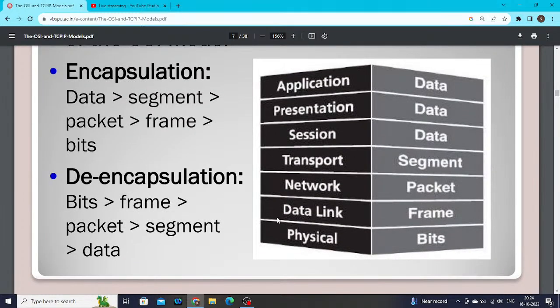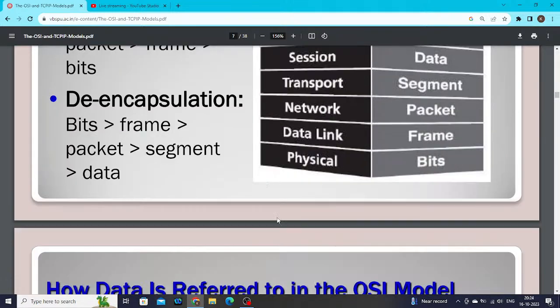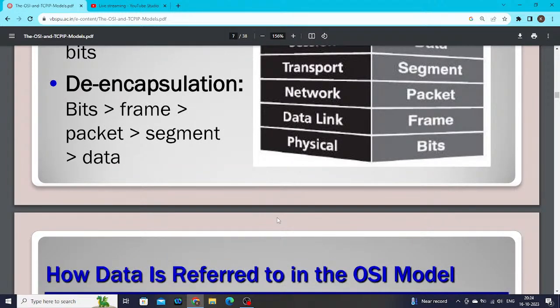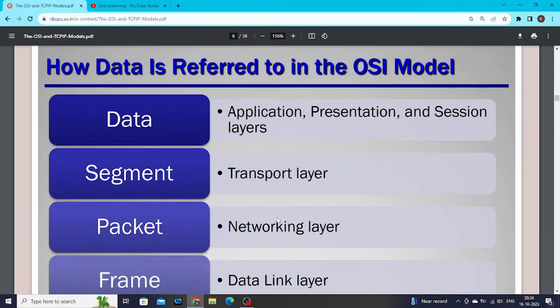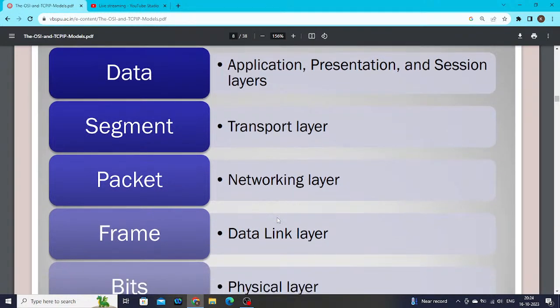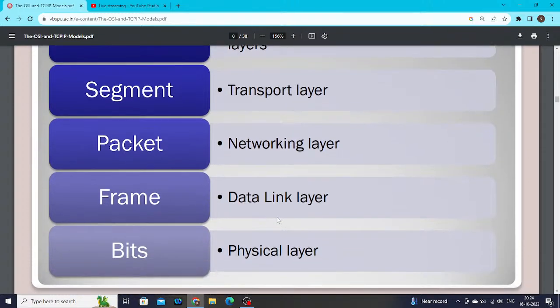De-encapsulation means the opposite of this. Firstly data goes to segment, segment into packet, packet into frame, frame into bits. So encapsulation means application to physical, de-encapsulation means physical to application. How is data referred to in the OSI model? Data means the application, presentation and session layers. Segments means the transport layer, where you are transporting your data. Packet means the network layer. Frame means the data link layer, and bits means the physical layer.